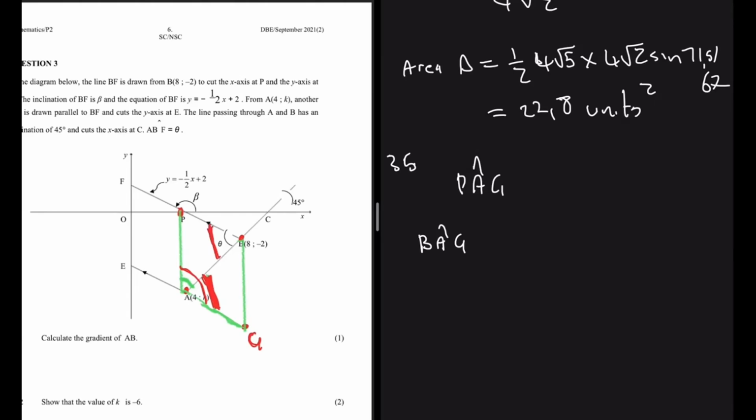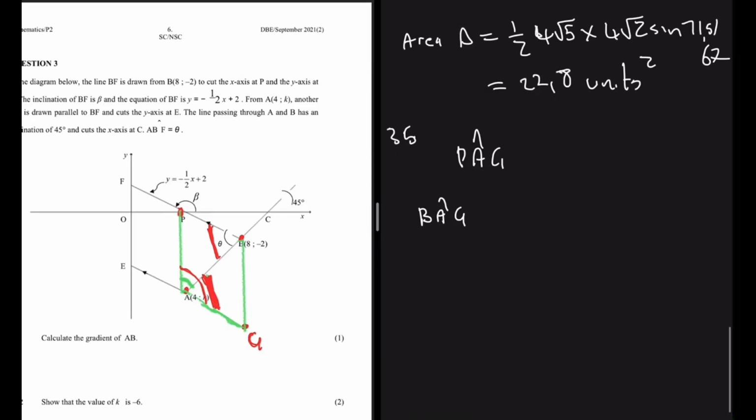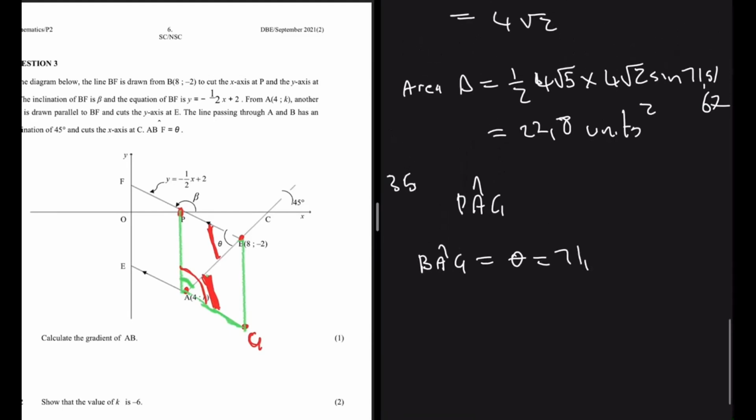PAGB is now a parallelogram, so those angles will be alternate angles. So now we can say PAG is equal to theta. Not only is it equal to theta, it will be equal to 71.5167 degrees, right? So we have found angle BAG.